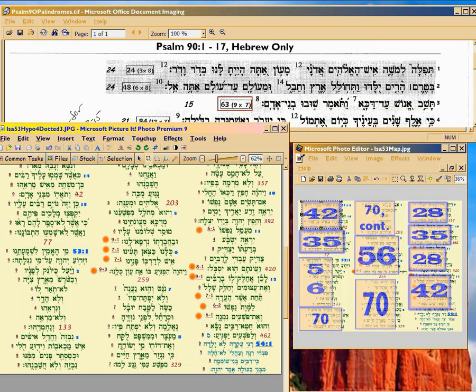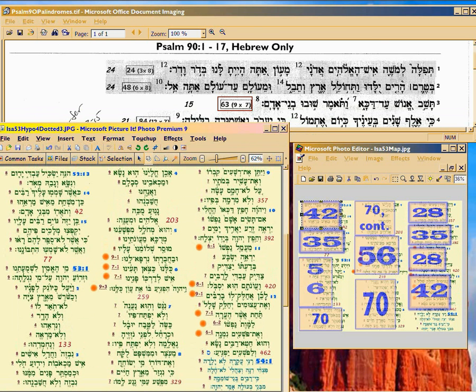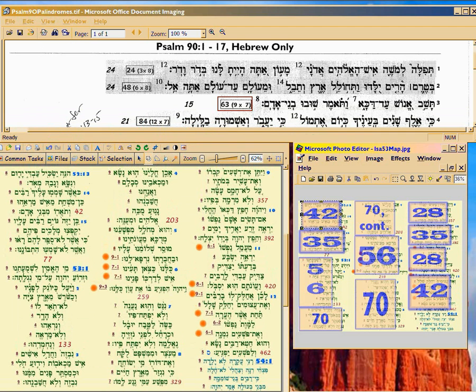Okay, let's see if I can get this to be a little bit bigger so you can see it better. Of course, if you can't read Hebrew, that's not going to help you much. I'll try to make it better.